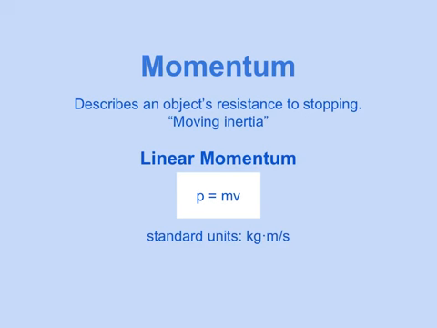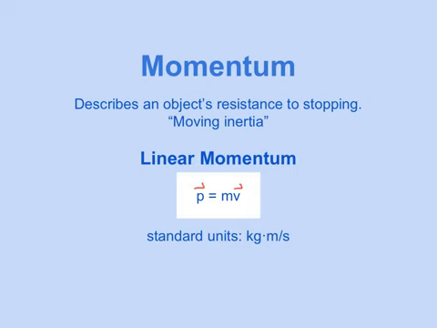You might remember this from last year, how momentum describes an object's resistance to stopping or changing its motion. Sometimes it's referred to as moving inertia. And so linear momentum is given the symbol of a little p. It actually is a vector quantity, so we really should put some vector notation above the p and the v. Again, it describes an object's motion, but it also takes into account how big the object is.